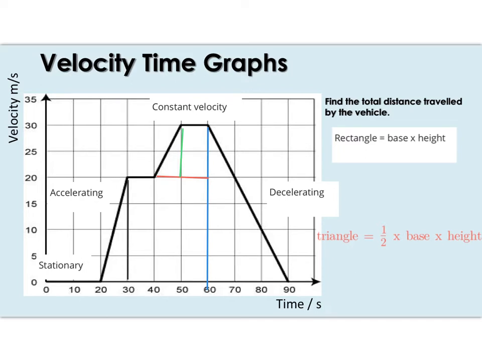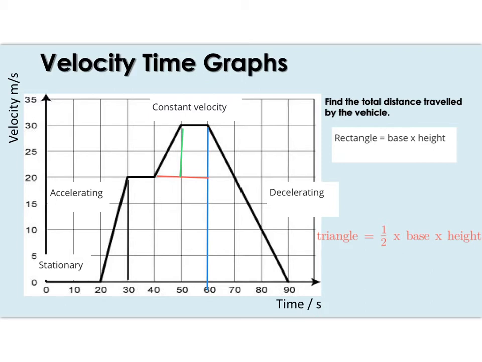So how you calculate them is if you use a rectangle, you're going to do base times height. If you use a triangle, you can use half base times height. So I'm going to work out the areas of each of these shapes. So we've got 1, 2, 3, 4, 5. And then once we've found the values for each of those 5 shapes, we can add them together to find the total area that is underneath the graph, and therefore the total distance that the vehicle has moved.